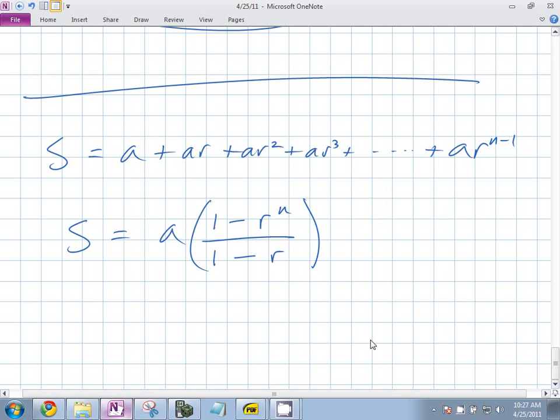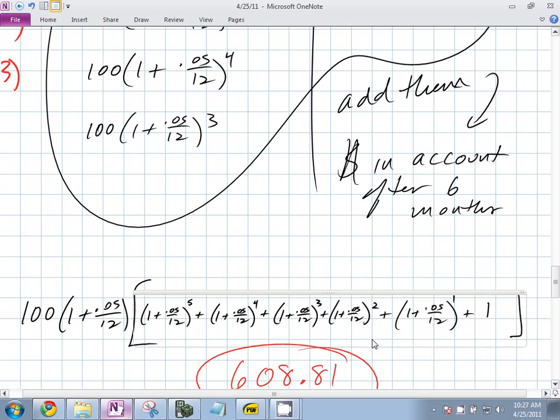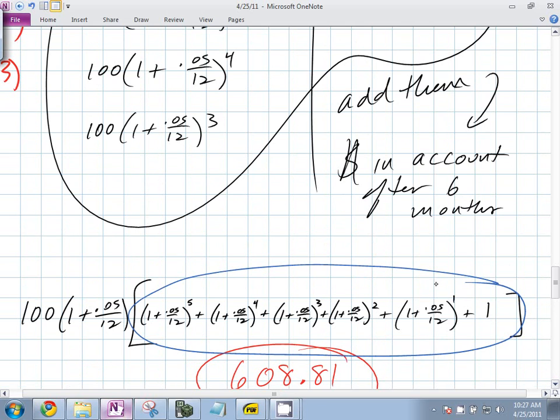And the reason I give this to you is, what is this right here? That's a geometric series. Here's the key. What's the r value? What do you multiply each term by to get the next one? 1 plus 0.05 over 12. This is the first term, you multiply by 1 plus 0.05 over 12, you multiply by the same thing, and again by the same thing, right?